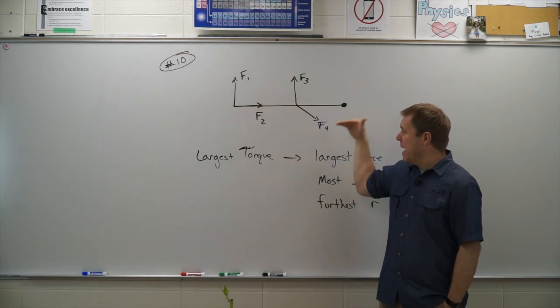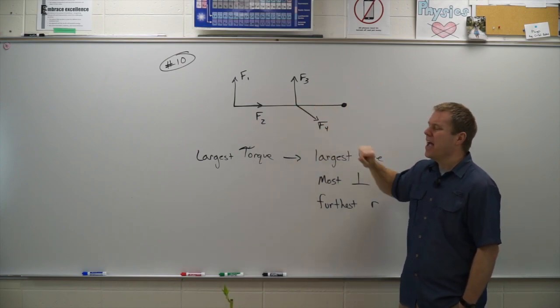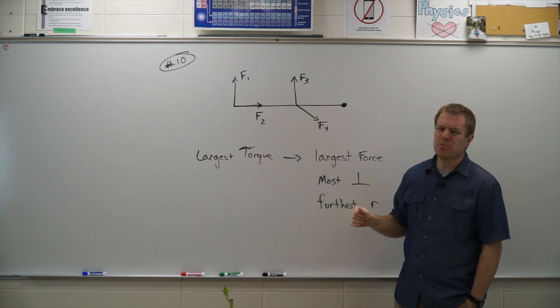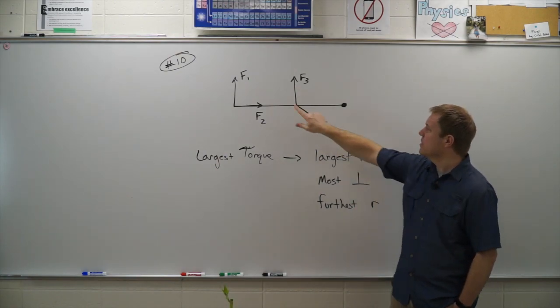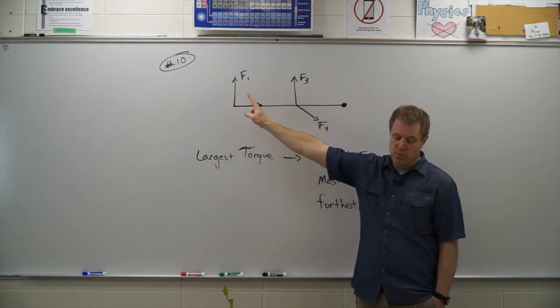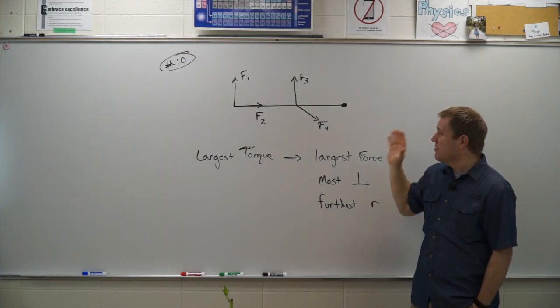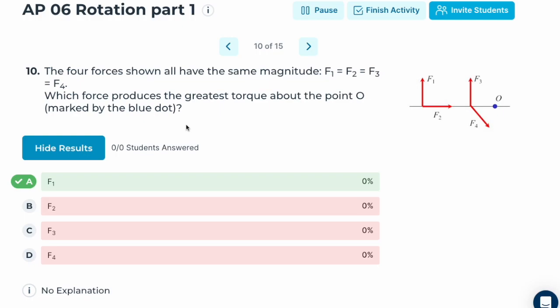F2 is completely parallel with the axis of rotation, so it's producing no torque. F4 is kind of at an angle, so it's producing some torque. And then lastly, we want the one that's furthest. We've narrowed it down to 1 and 3, and I see that 1 is furthest away. That gives me the correct answer: F1 is producing the most torque, so A.